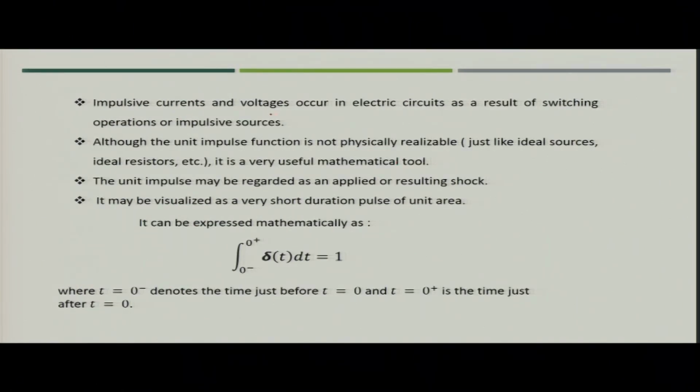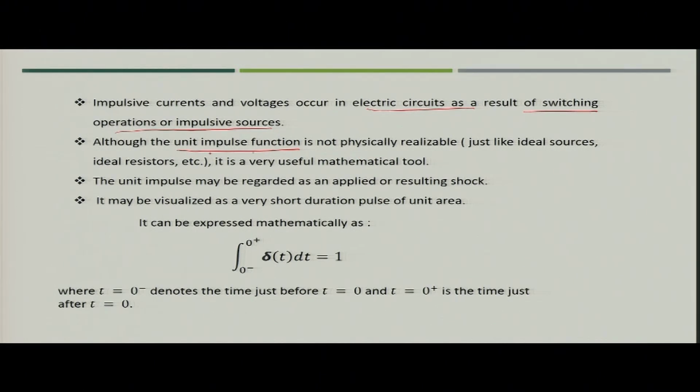Now, impulse currents and voltages occur in electric circuits as a result of switching operations or impulse sources. So, when you apply any voltage source to the circuit, there would be a sudden impulse generated in the circuit. That particular phenomenon can also be represented with the help of this unit impulse function. How we will represent it, we will see later on.